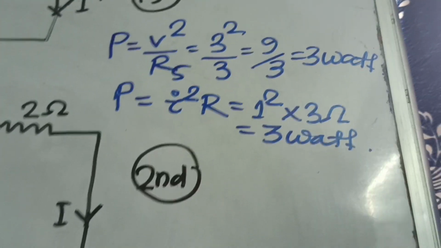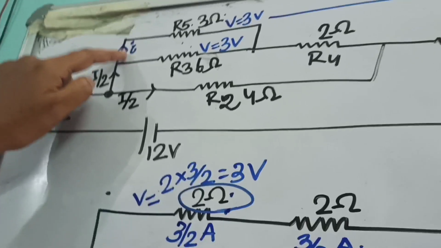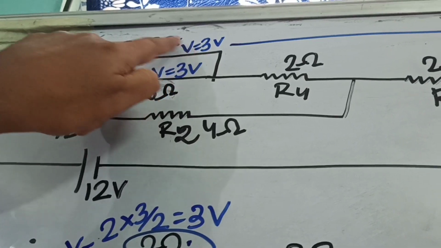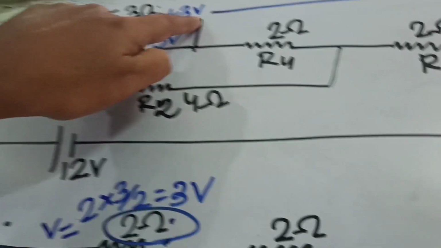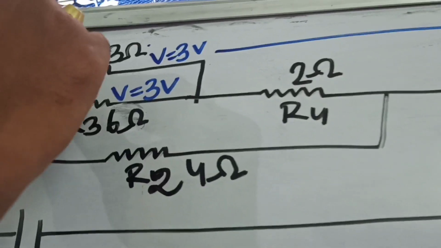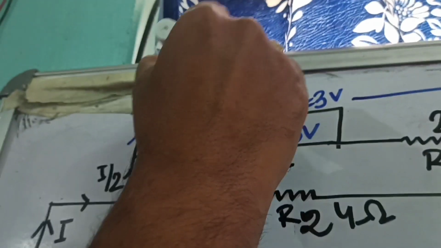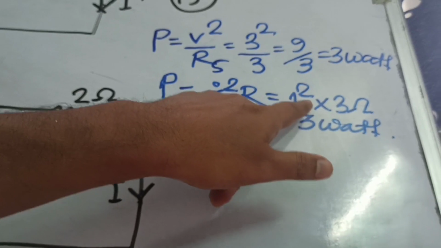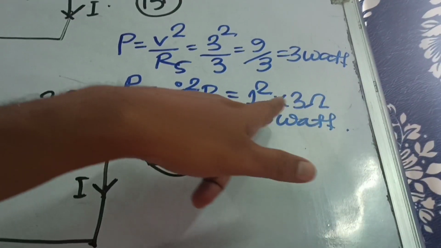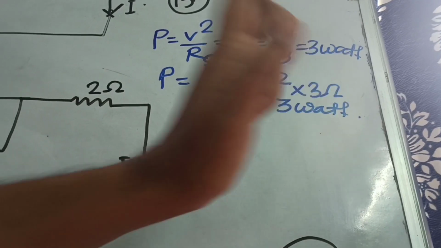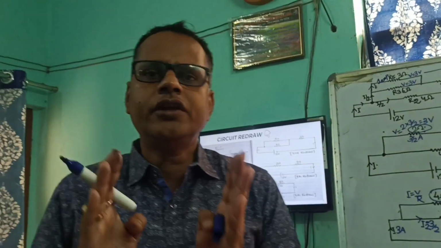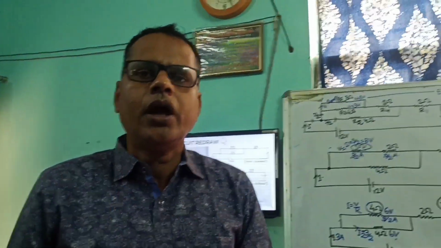And here also, if you want to calculate the current through R5, I is equal to V by R, so 3 by 3, I is equal to 1 ampere. Since I is equal to 1 ampere, if I put P is equal to I square R, this is 1 square into 3 ohm. Is that clear? Nothing but 3 watt. So dear students, this type of problem is generally calculated in this way.